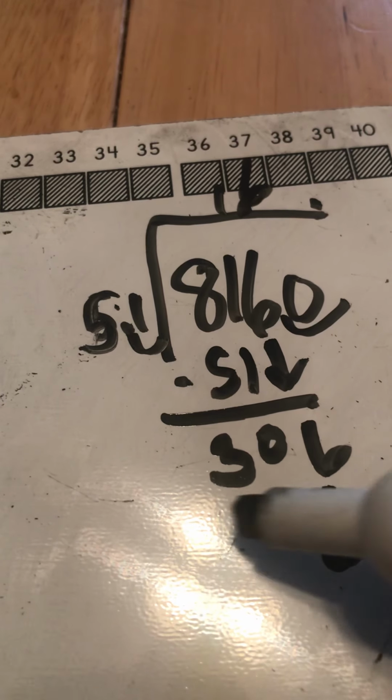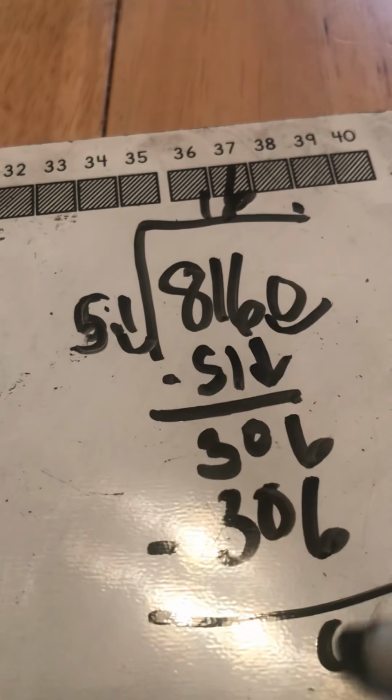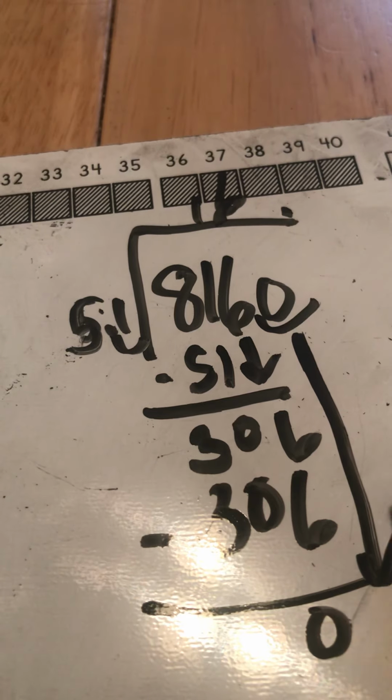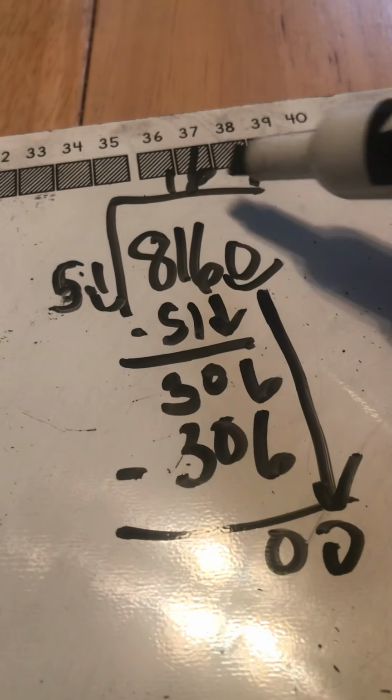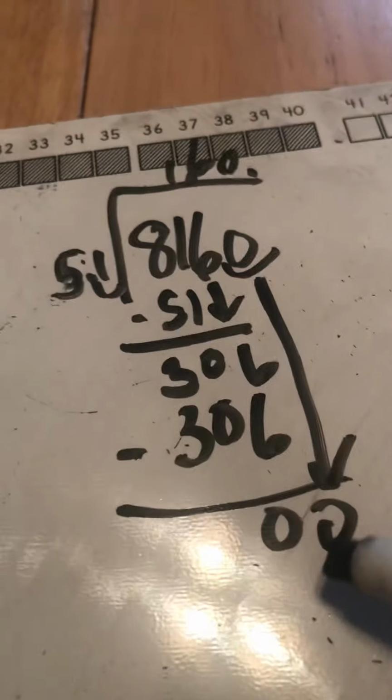I'm going to say 6 times. 6 times 1 is 6. 6 times 5 is 30. We get 0. And, of course, bring down your last 0. 51 goes into 0. 0 times. You can't forget that step.